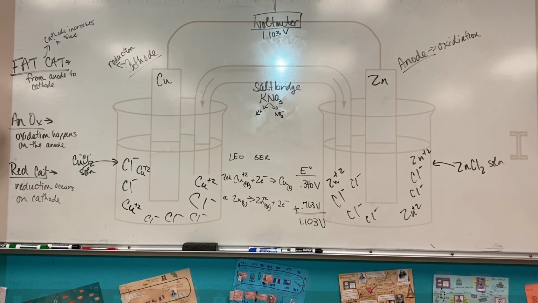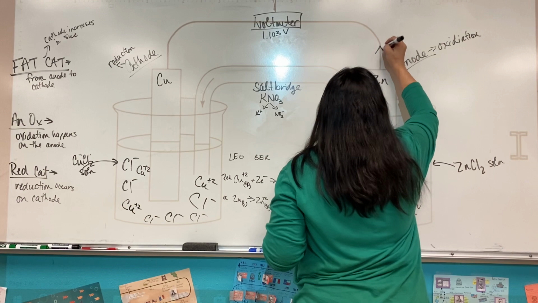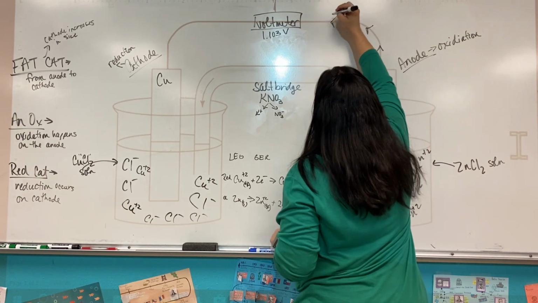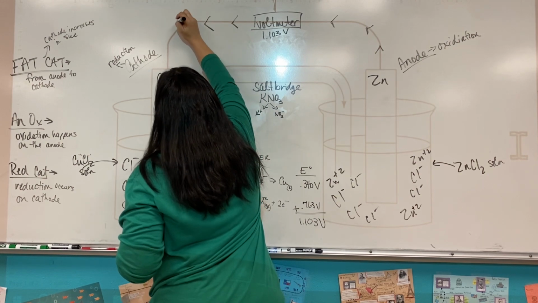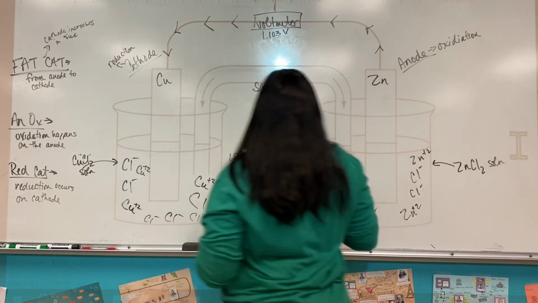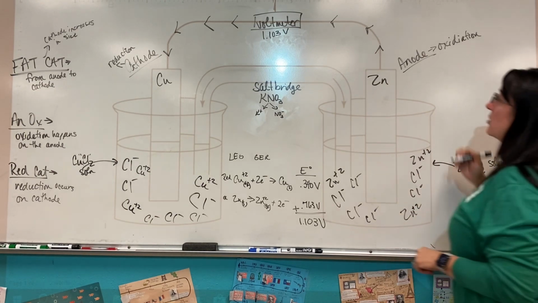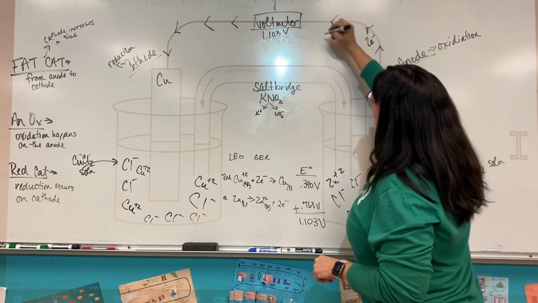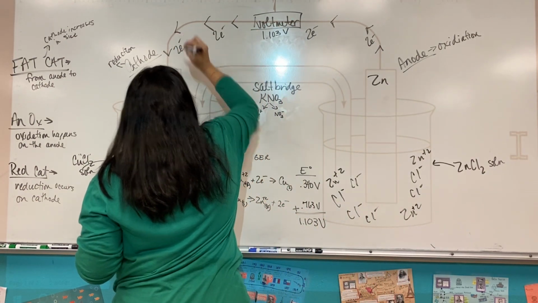All right, so now that's when this phrase comes in, fat cat. So the electrons move from the anode to the cathode. So the electrons are gonna move in this direction, from the anode towards the cathode. Now, how many electrons are being moved off of here? 2 electrons.